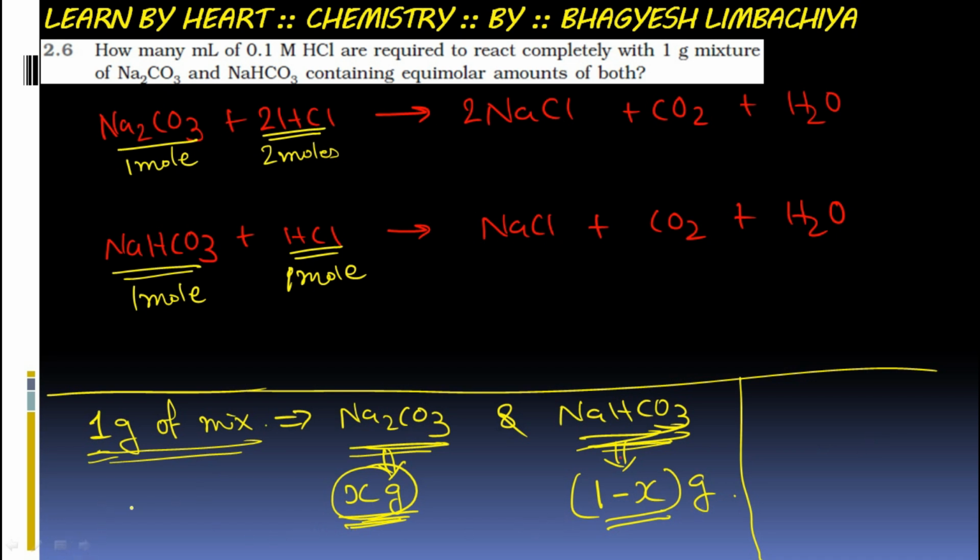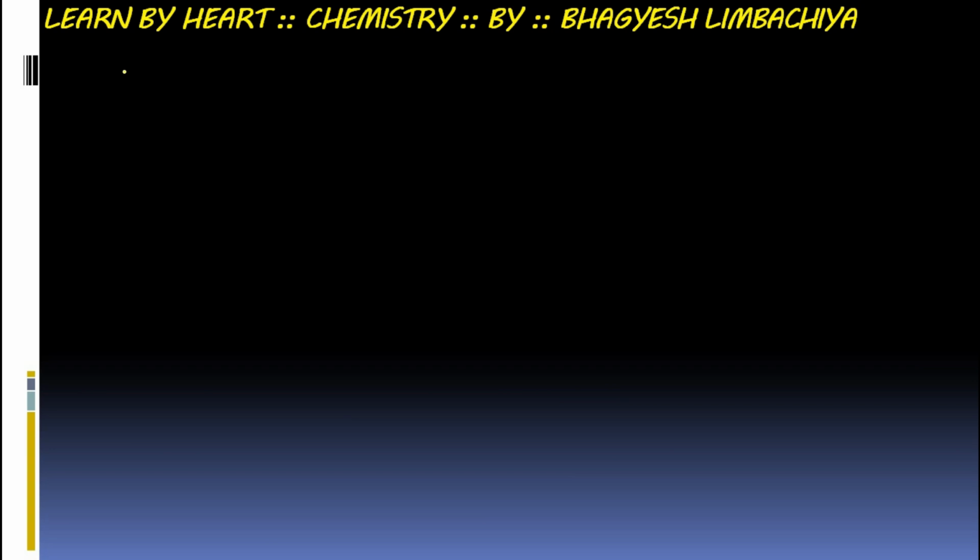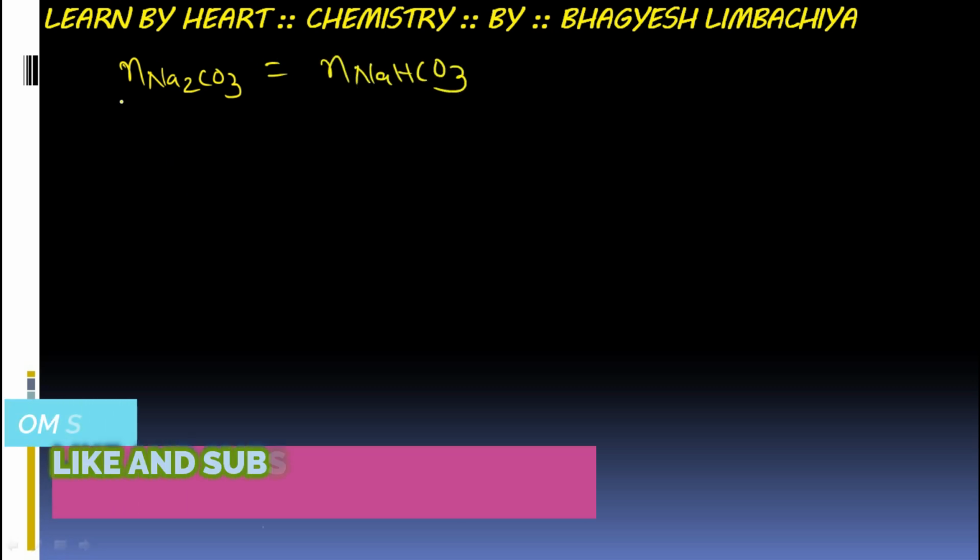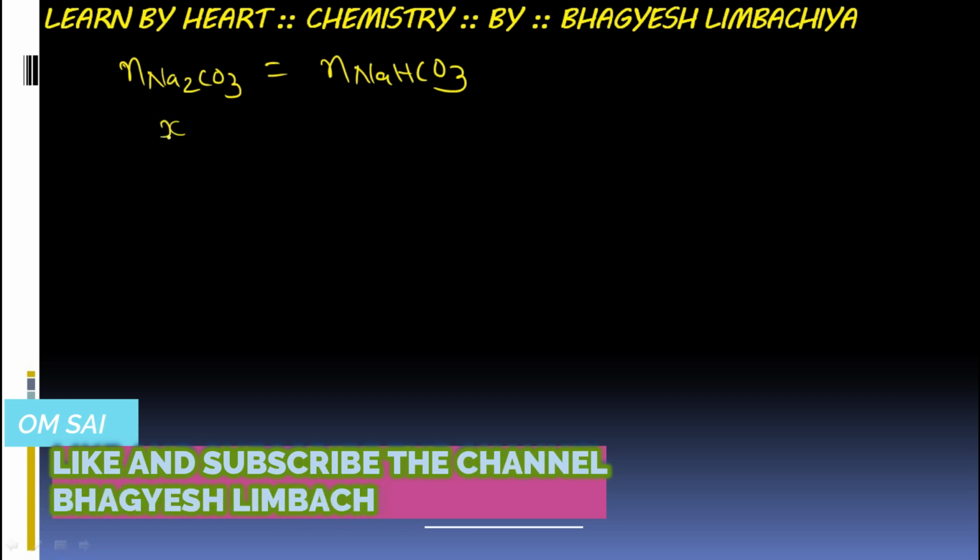Okay, next. Now this mixture contains Na2CO3 and NaHCO3 equimolar amount. Equimolar amount means number of moles of both of the components are same. So at that time here we can say that the number of moles of Na2CO3 and number of moles of NaHCO3 both are same. So number of moles means mass that is assumed by us, that is x, and it is divided by 106. Another side 1 minus x and it is divided by 84.